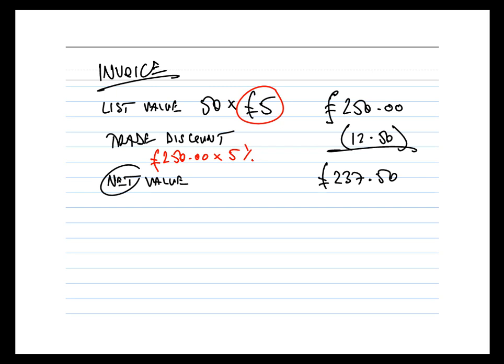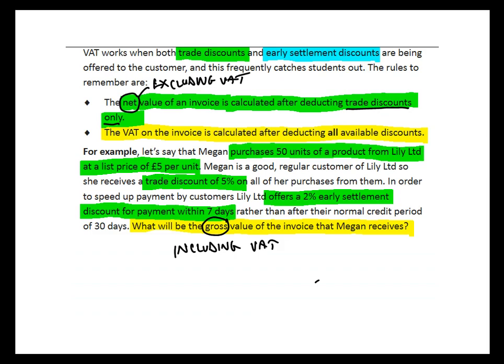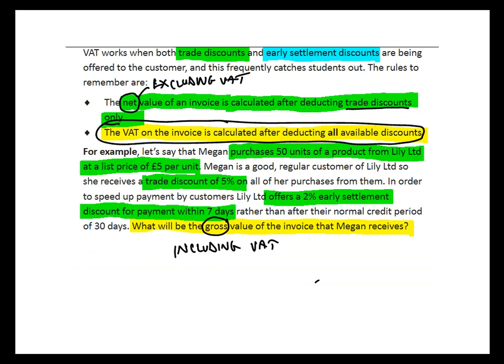So we now need to consider what the value added tax would be, and this is the bit you've got to be very careful about. Now, the VAT standard rate in the UK at the moment is 20%, so we're going to be taking 20%. The mistake, though, that students tend to make is they work the 20% out on the net value of the invoice, the £237.50. But remember, the rule with VAT is that VAT is calculated after deducting all available discounts, not just trade discounts, but also any settlement discounts.